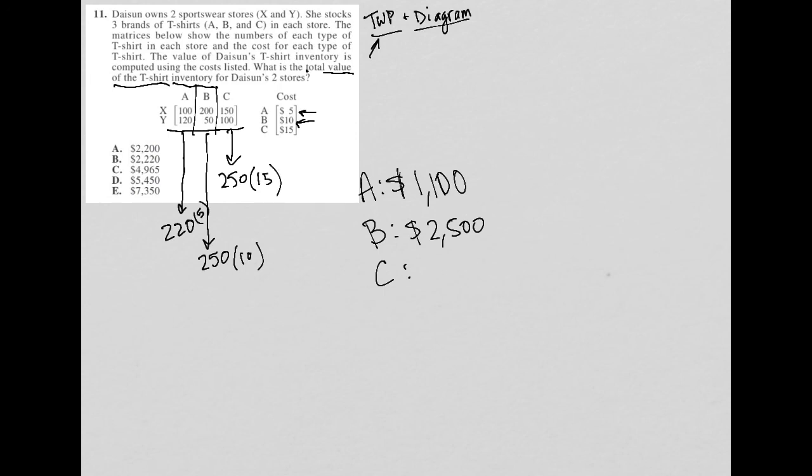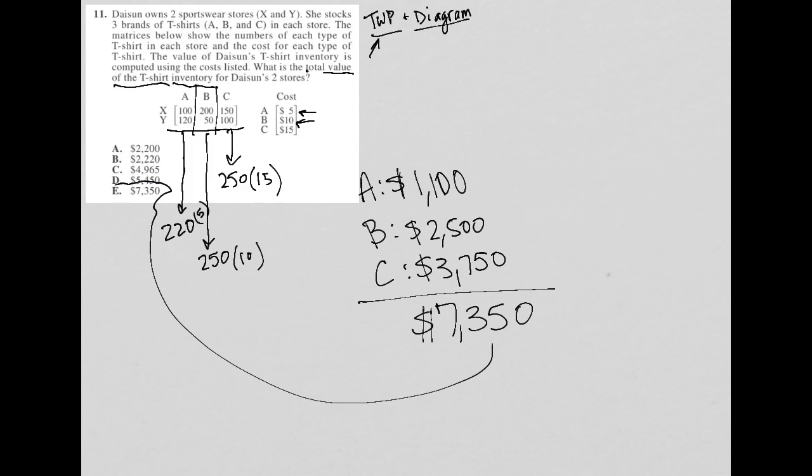So I'm going to multiply 250 by 15. I accidentally typed that into my calculator incorrectly. That is going to be $3,750 for the value of the type C t-shirts. So now I'm just adding all this together. So 1,100 plus 2,500 plus 3,750. So all together, the total value here is $7,350. And therefore, our final answer is choice E.